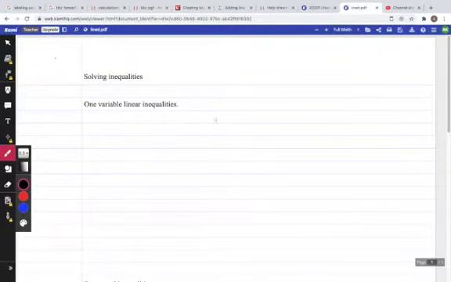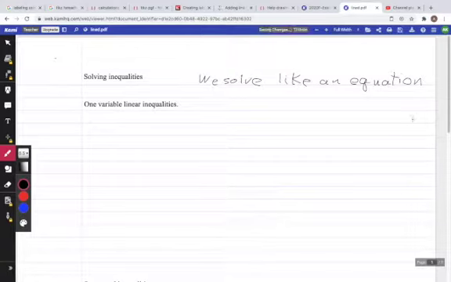This video is going to be discussing solving inequalities, both one variable inequalities and compound inequalities in one variable. The big thing to remember is, as far as solving is concerned, we solve just like we would an equation. All the rules that we follow while solving an equation, we follow while solving inequalities.